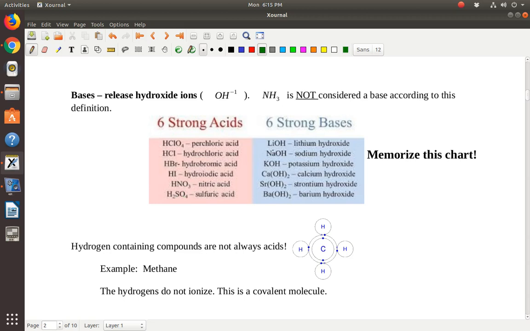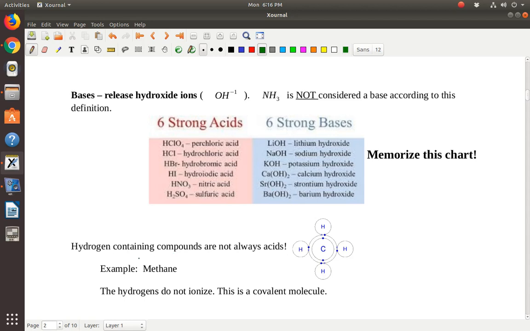And then there's lithium hydroxide, that's a metal and an OH. Sodium hydroxide, that's a metal and an OH. Potassium hydroxide, that's a metal and an OH. Calcium hydroxide, strontium hydroxide, barium hydroxide. All of those are metals and OH groups. Those are bases. Bases release hydroxide ions. Okay?